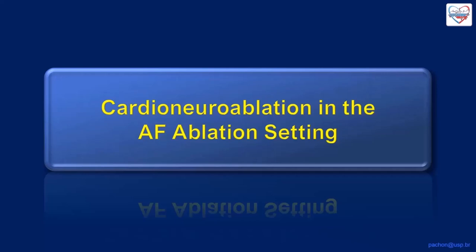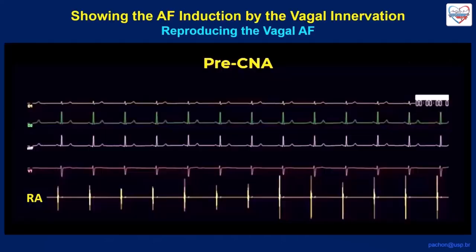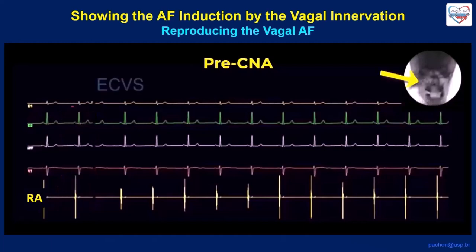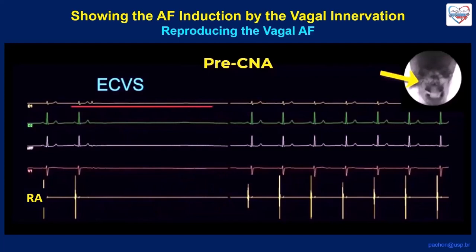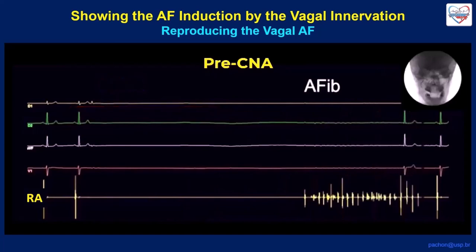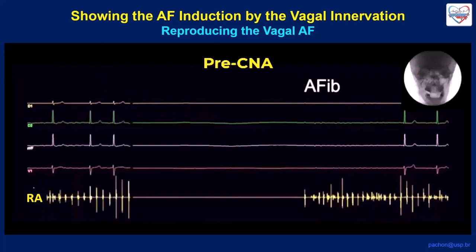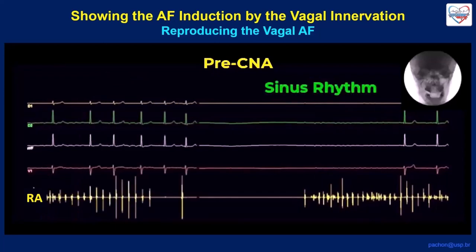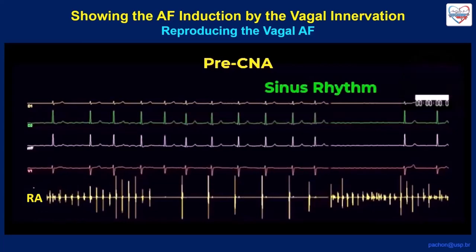Let's now see the role of cardioneuroablation in the atrial fibrillation ablation. In this example, we show the relationship between vagal innervation and atrial fibrillation. We see an extracardiac vagal stimulation that causes sinus arrest, followed by the spontaneous onset of atrial fibrillation. After elimination of the acetylcholine, the atrial fibrillation reverts to sinus rhythm. This example shows how vagal innervation is highly arrhythmogenic to the atrial walls.